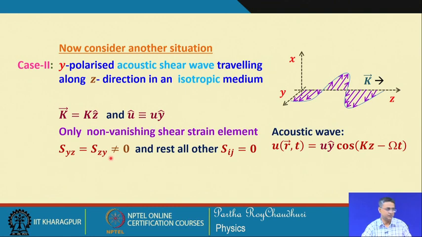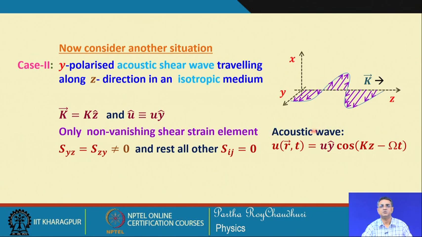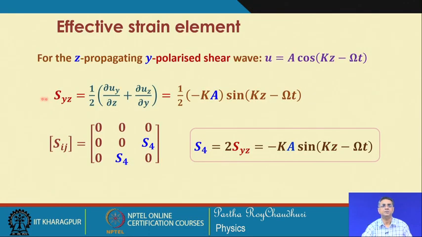So, S_yz equal to S_zy, which is non-zero, and all other components are 0. So, they will occupy two off-diagonal positions. In this case we are looking for the variation of u_y as a function of z. Therefore, ∂u_y/∂z is the non-zero quantity. So, that gives you this quantity S_yz. So, S_4, because it is y and z.